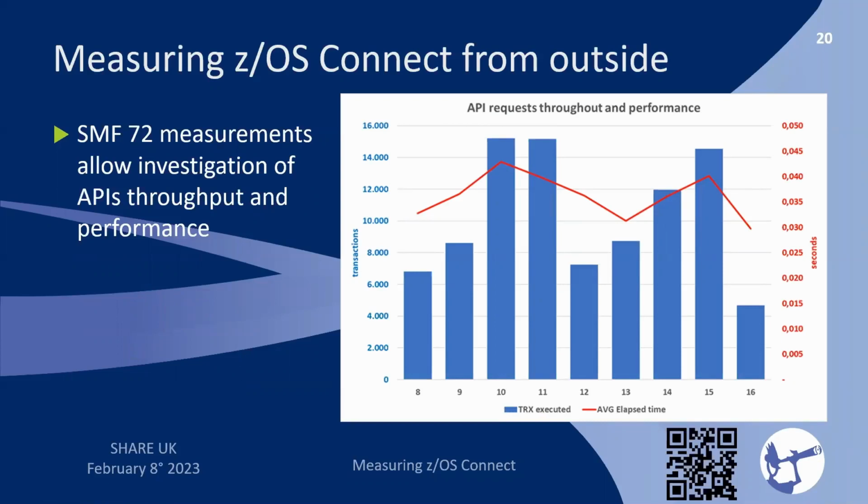In this other example, we see using the information that is provided by SMF record 72, we may see the number of transactions executed, which is represented here by the blue bars, and you see the average elapsed time. So let's say compared to before, you have now much more information.